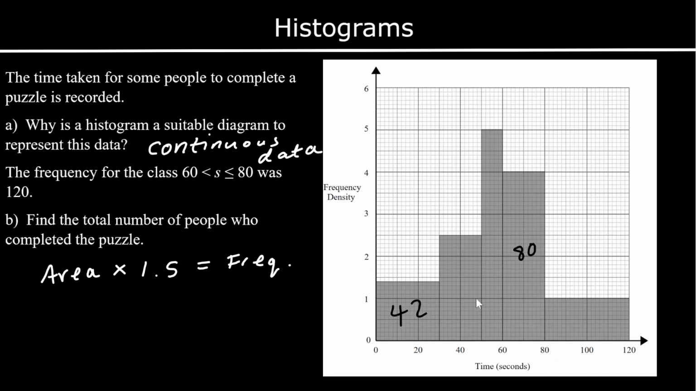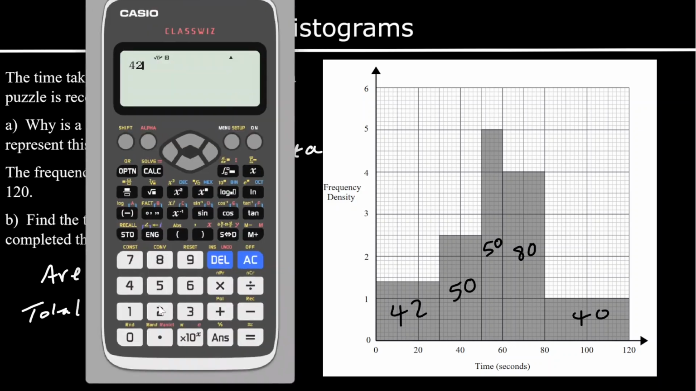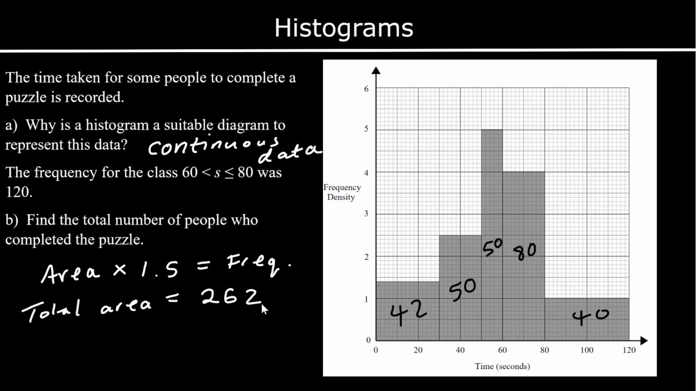We have 20 times 2.5. We have 10 times 5. And we have 40 times 1. So the total area is 42, 50, 50, 80, and 40. So that's 262. Then we're using this scale factor, so it's 262 times 1.5.